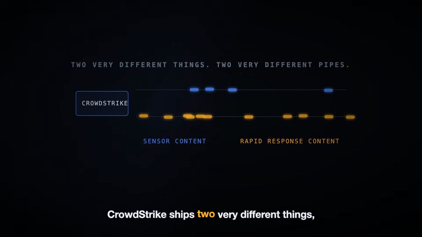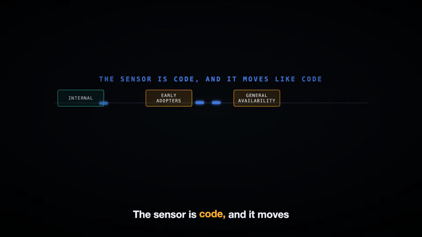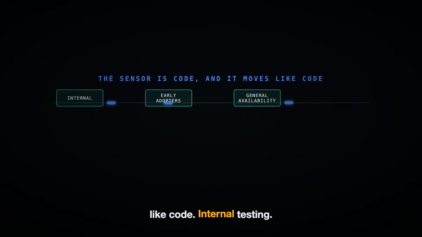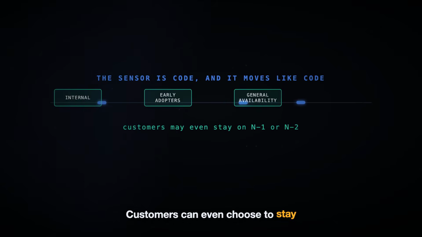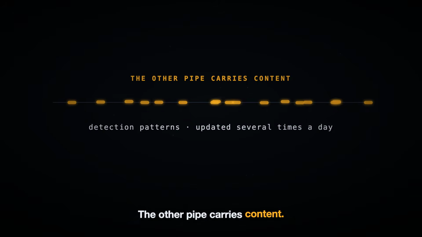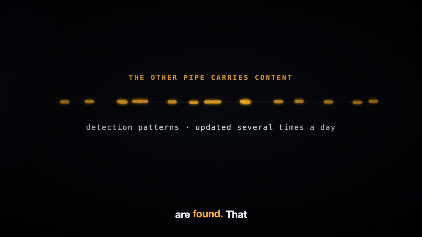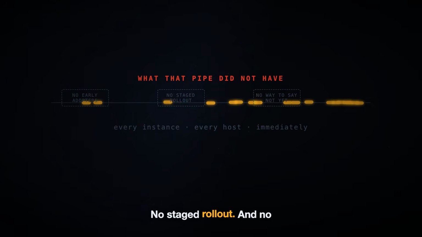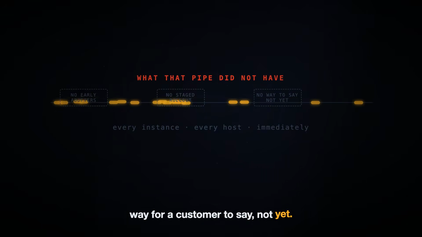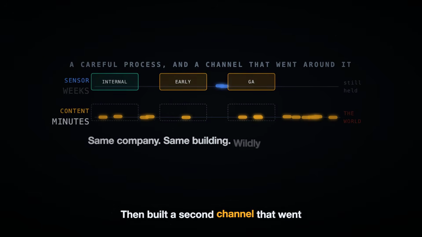Now, CrowdStrike ships two very different things down two very different pipes. The sensor is code and it moves like code. Internal testing, early adopters, then everyone, customers can even choose to stay a version or two behind. The other pipe carries content, detection patterns updated several times a day as new attacks are found. That pipe had no early adopters, no staged rollout, and no way for a customer to say not yet. They had built a careful release process, then built a second channel that went around it.